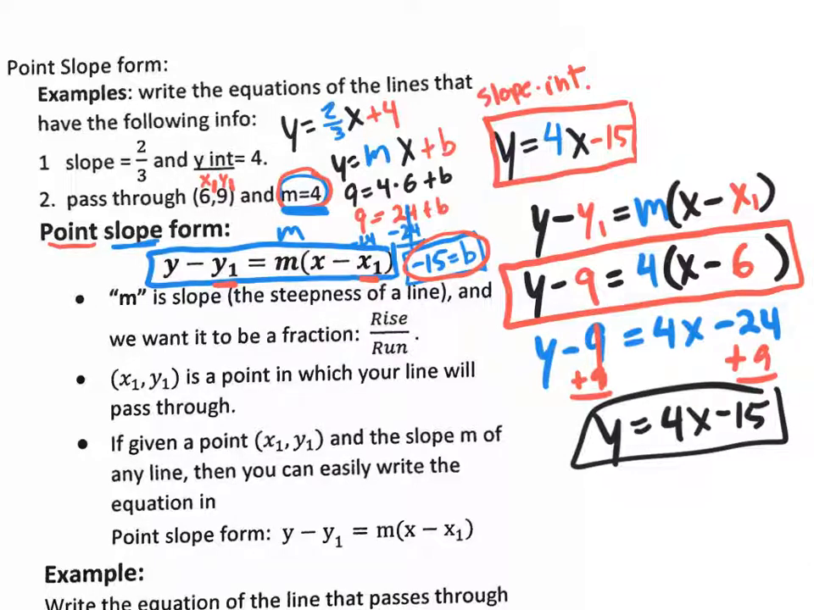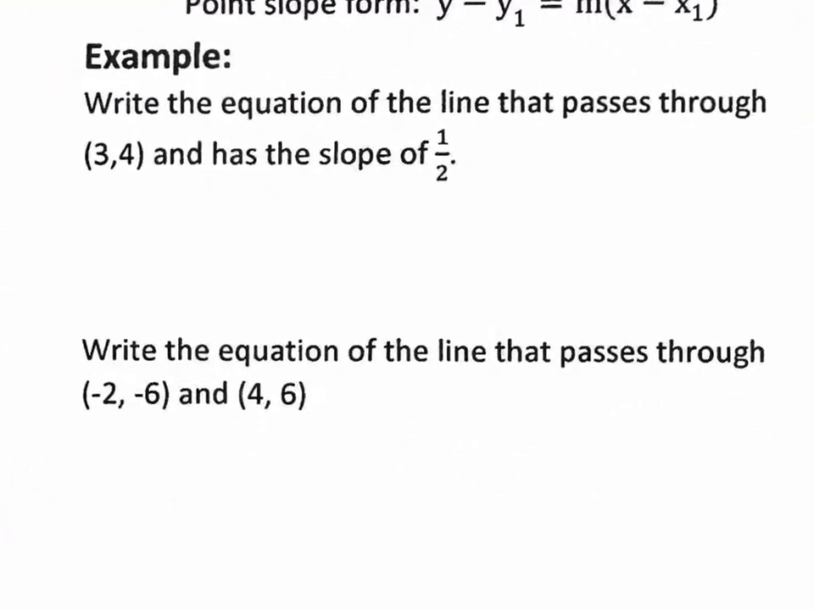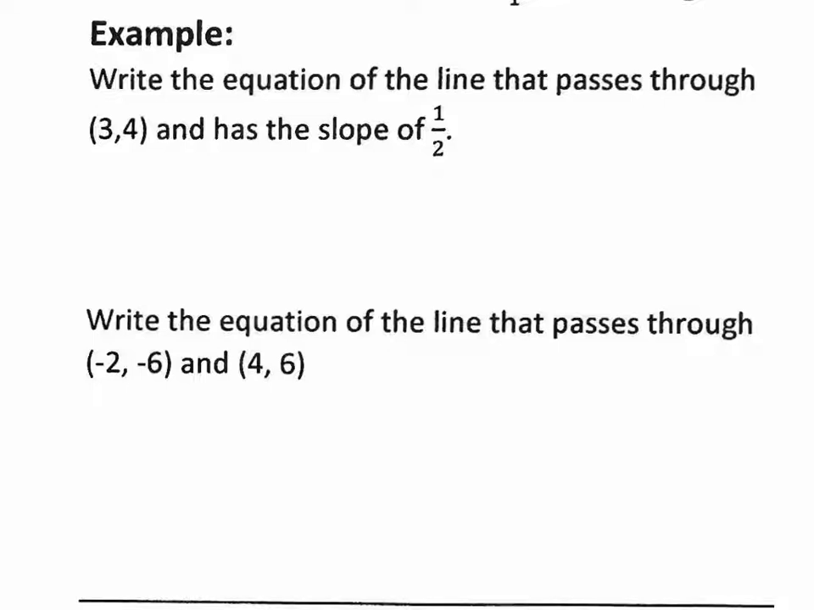Okay, this is a pretty long video. I'm sorry. We have some examples right here. Write the equation of the line that passes through 3, 4 and has a slope of 1/2. If they don't tell you what form, well then what's the easiest form to write it in? Point slope.